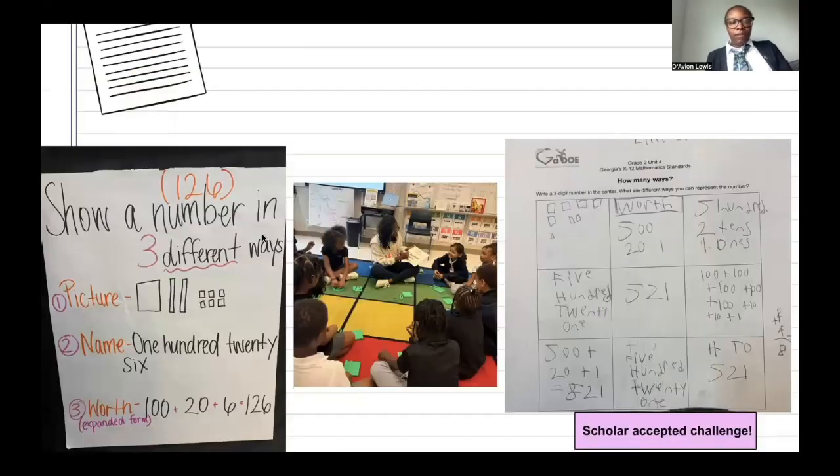So here are my artifacts. Here's my visual cue, my anchor chart showing the number 126 in three different ways. There's a picture of myself and my students. I showed them how to show a number with base 10 blocks and write it out, and afterwards, they had practice. And then I had a student who accepted the challenge and showed her number 521 in different ways.